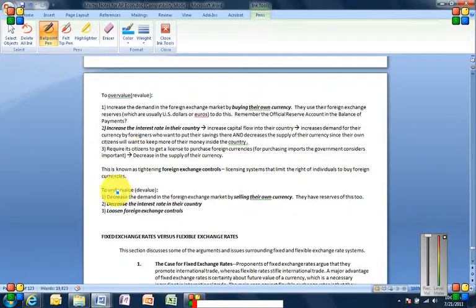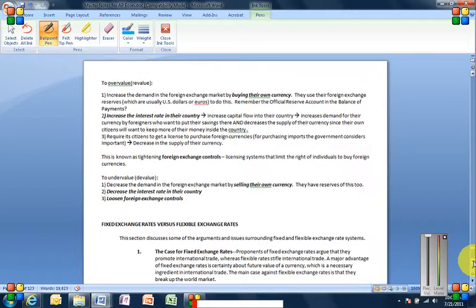And then, of course, the opposite, where a country wants to undervalue or devalue their currency, is to loosen foreign exchange controls, because that's what step 3 is all about. We call this foreign exchange controls, licensing systems that limit the right of individuals to buy foreign currencies.